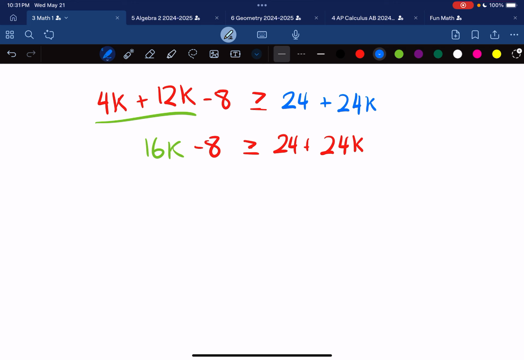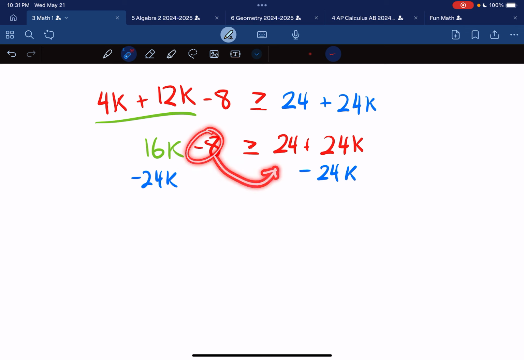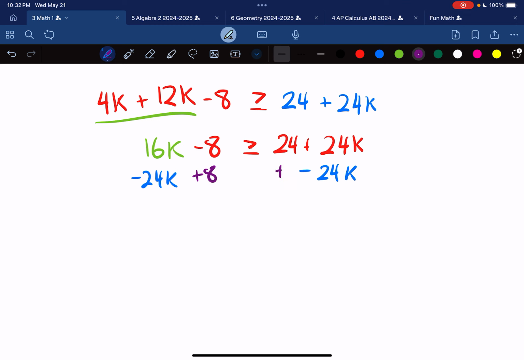The way that we do that is by doing the inverse of whatever this operation is. In this case, I'm going to subtract 24k on both sides. You're allowed to do two operations at the same time. If I know that the left side is for my variables, my right side must be for my constants. 24 is a constant. This -8 is a constant, which needs to move over. The way we're going to move it is by doing the inverse of -8, and we are going to add 8. So add 8, add 8.